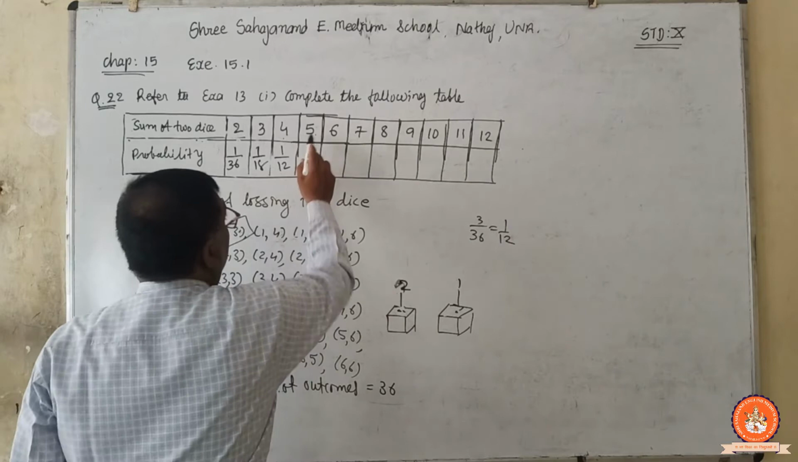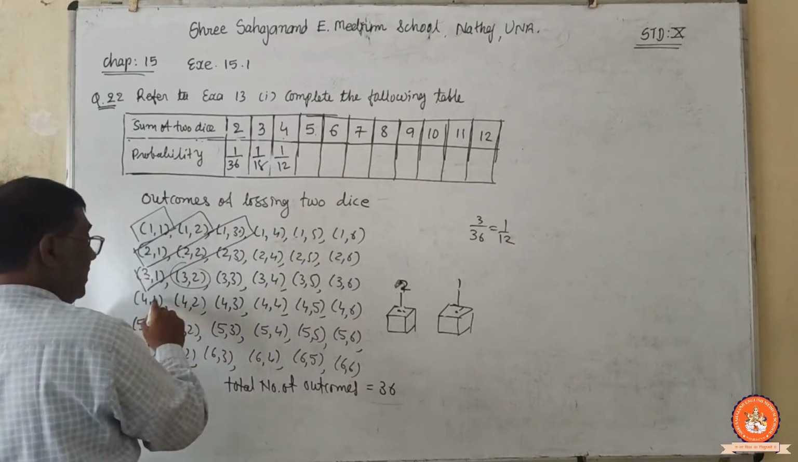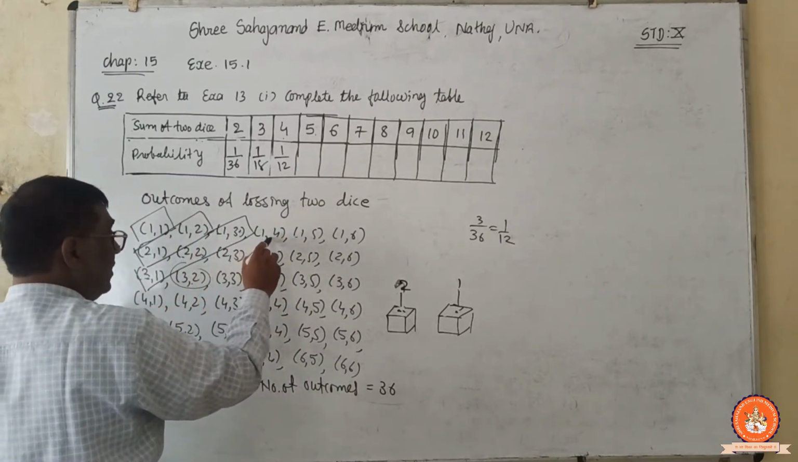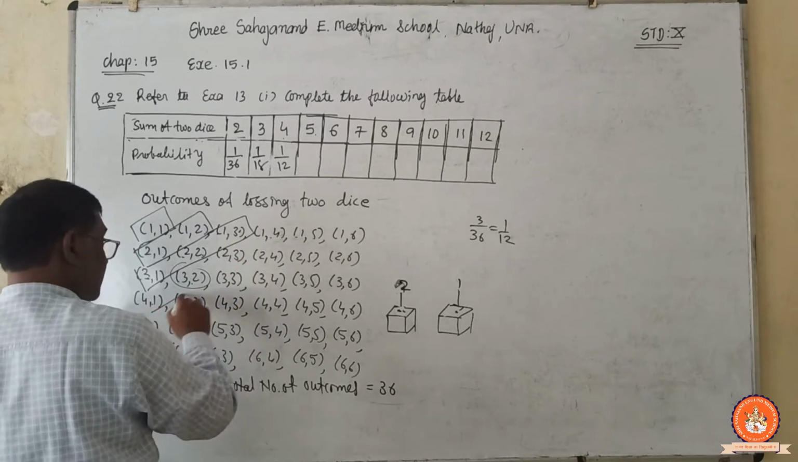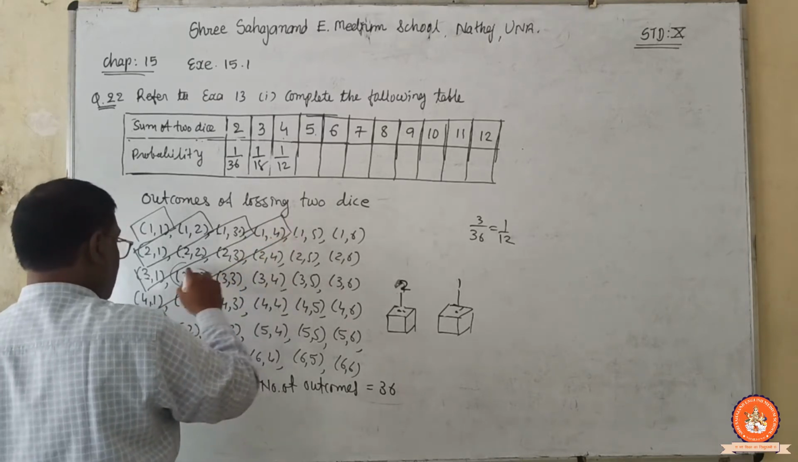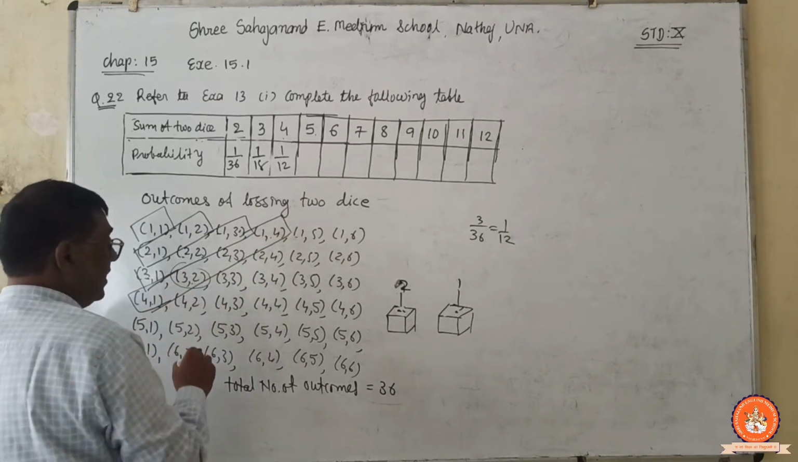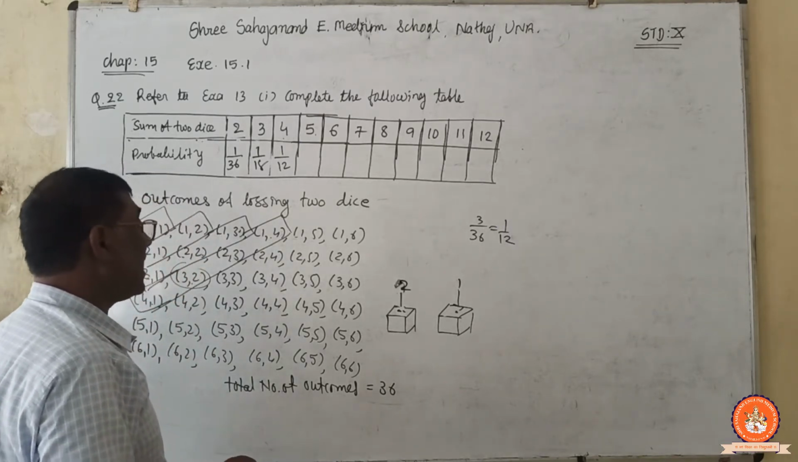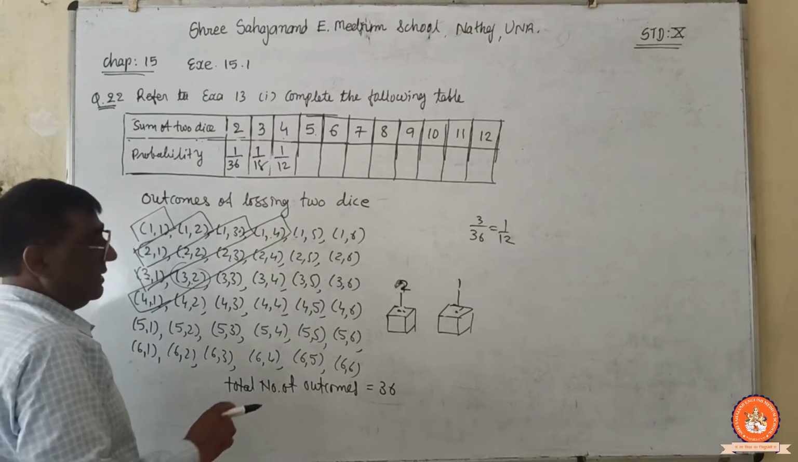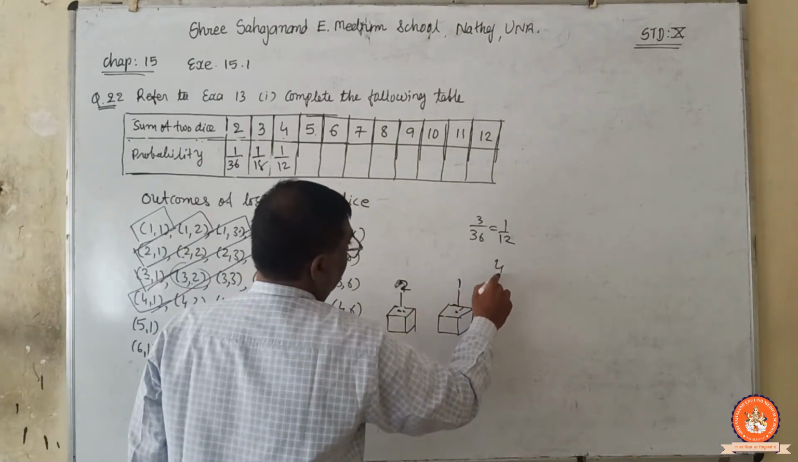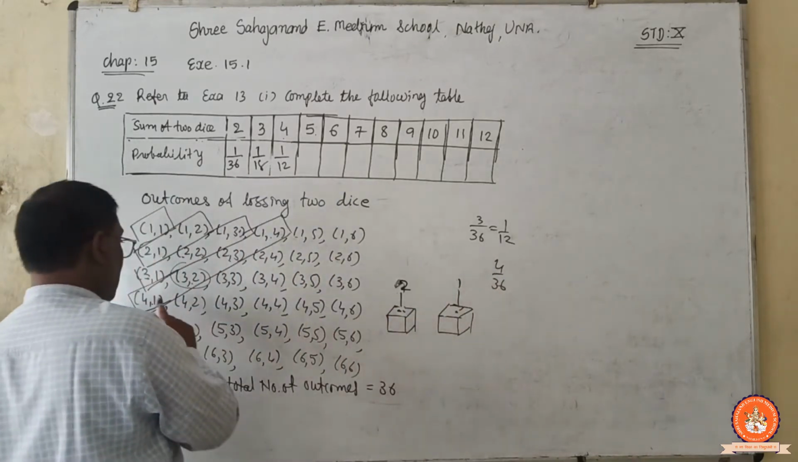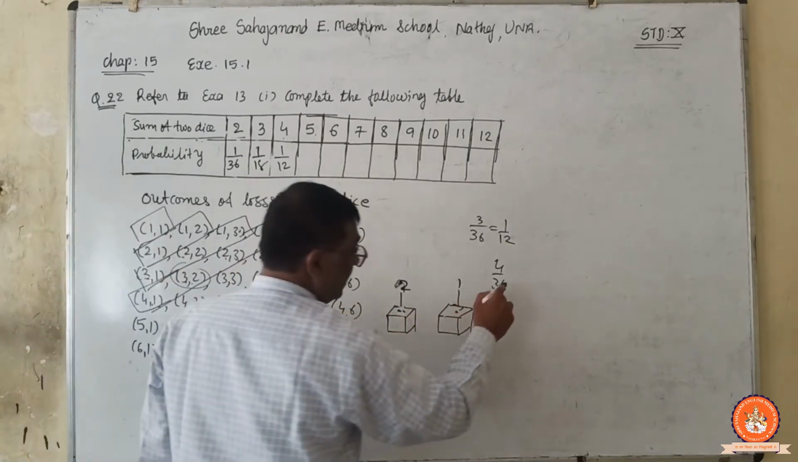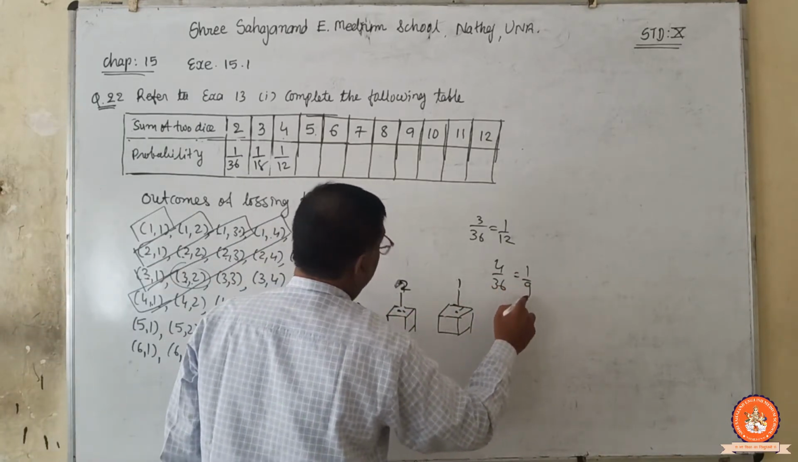Now the sum of two dice is equal to 5. 4 1, 3 2, 2 3 and 1 4. These four outcomes are favorable to the event of getting sum of two numbers on the upper face of both the dice equal to 5. So favorable outcomes are 4. So 4 upon 36 is 1 upon 9.